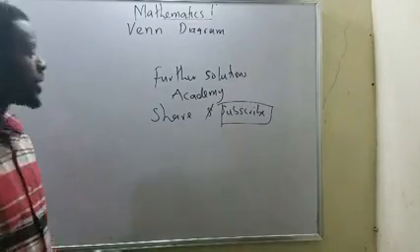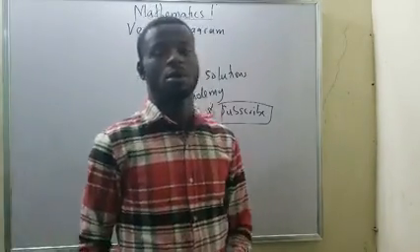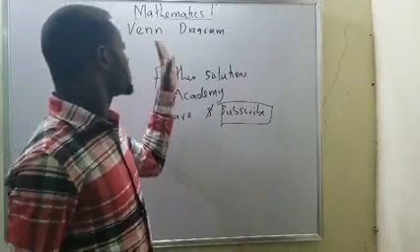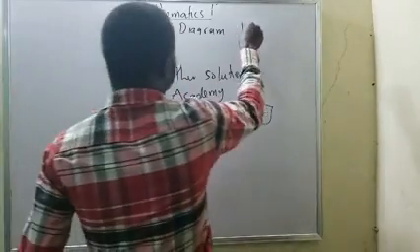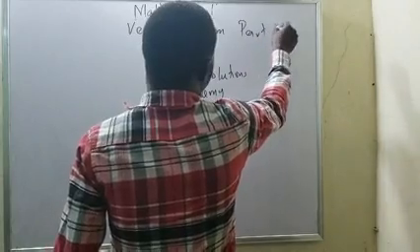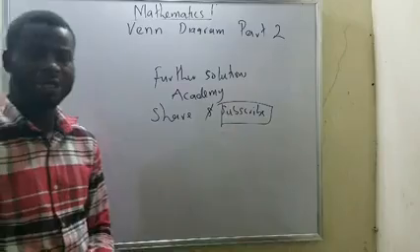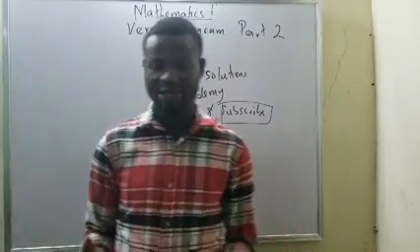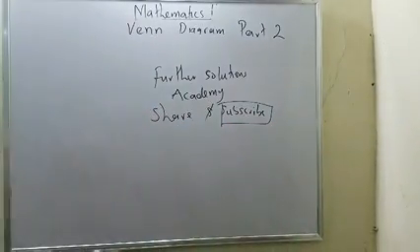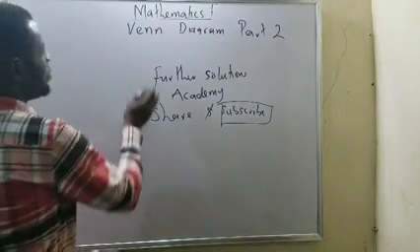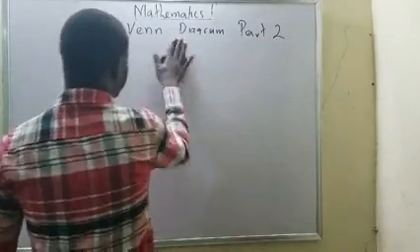In this video, I'll be walking you through Venn diagrams. This is Venn diagram part 2. Let me put the word part 2 on it. It means I'll be dealing with three subsets inside a Venn diagram. That's what I want to be working on. When we talk about this, it means I'll be talking about three sets in a Venn diagram.